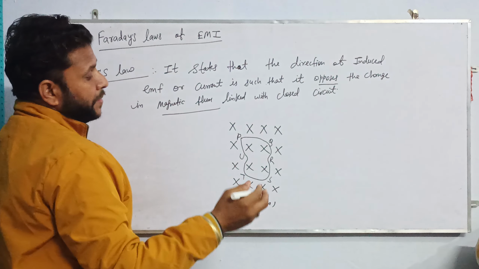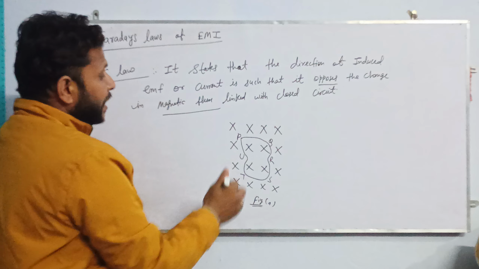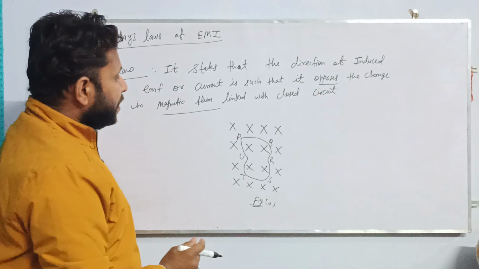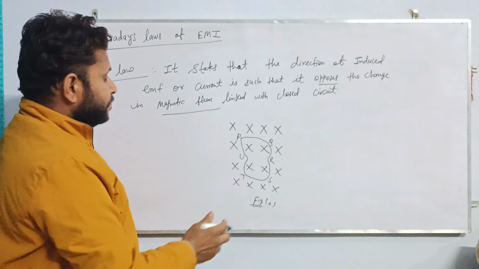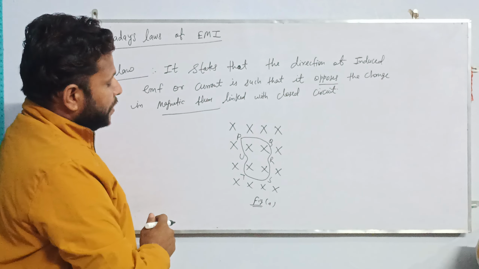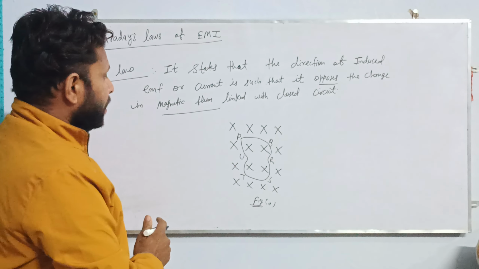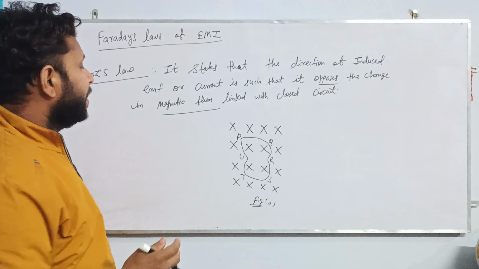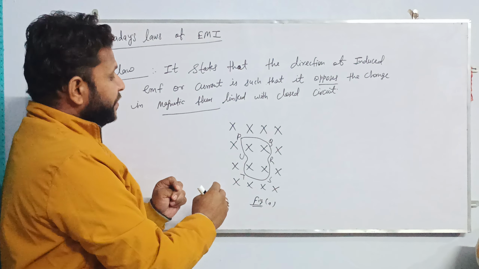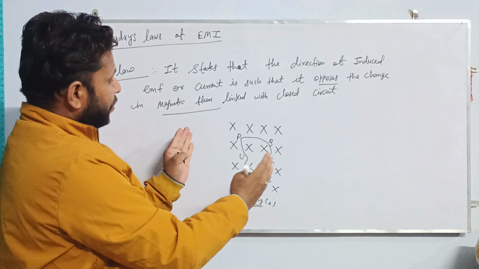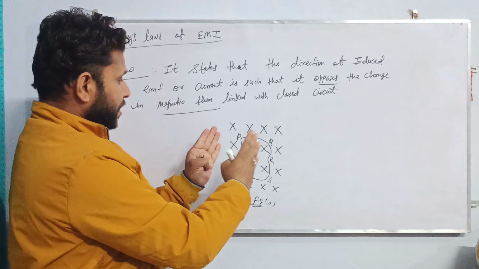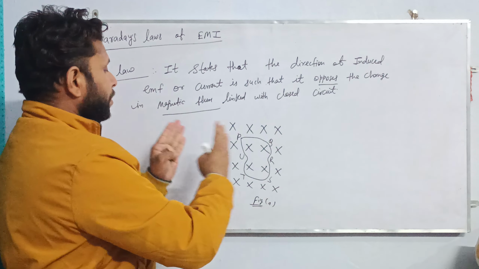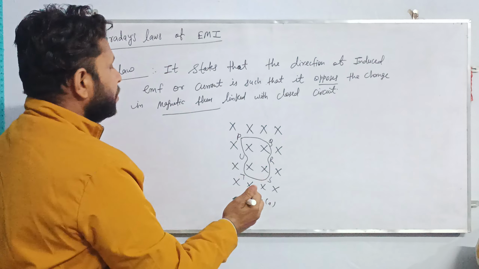In this figure, the magnetic field is inward and a coil PQRS is placed in this way, and that is to be expanded. We can see that the PQRS coil is contracted, and we are going to expand PQRS. We are going to expand this coil.